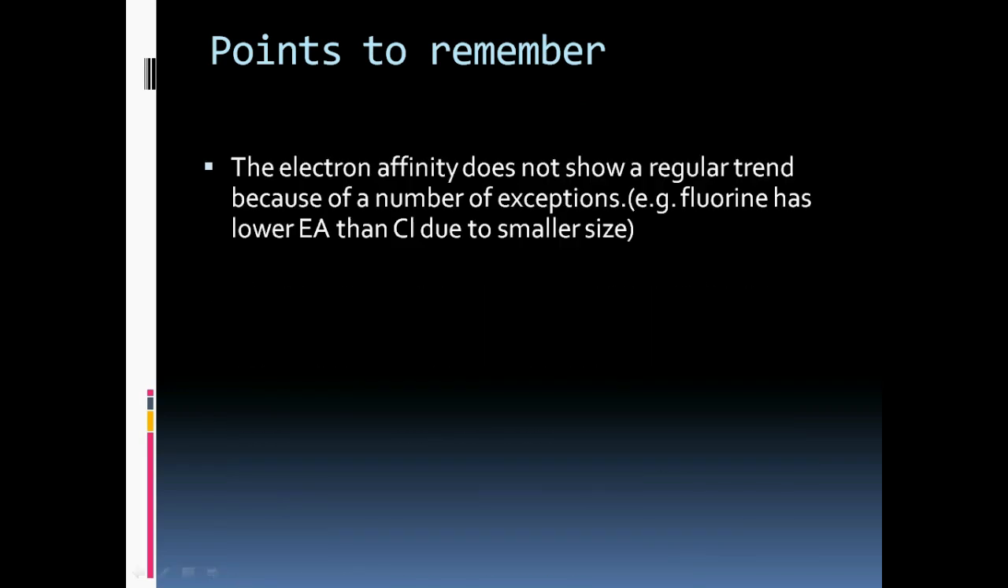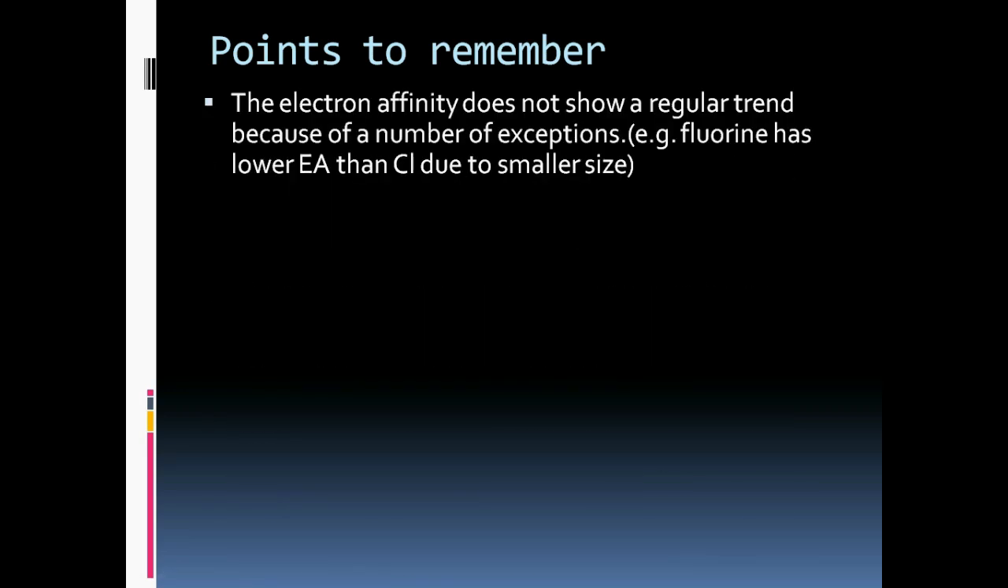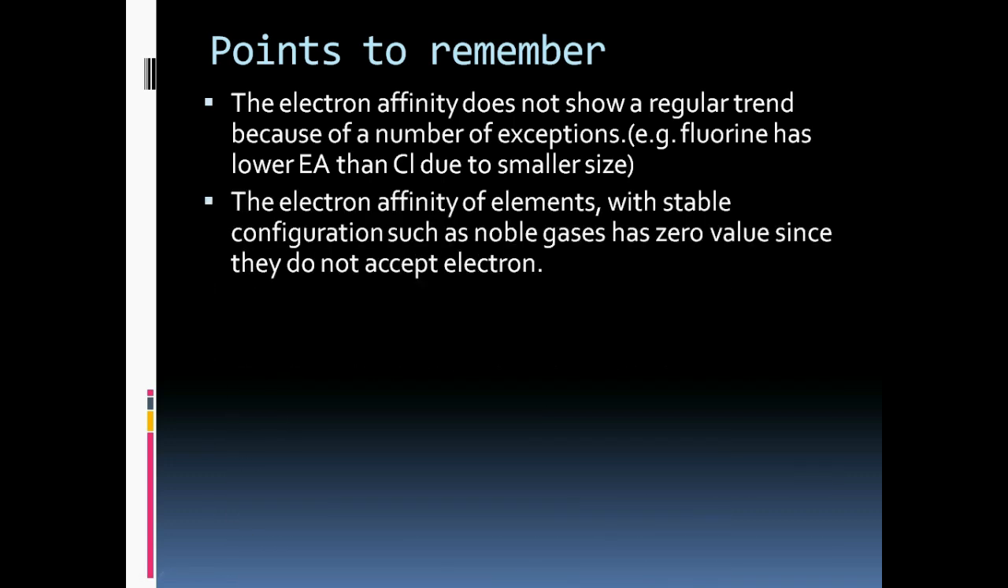Points to remember. Electron affinity does not show a regular trend. For example, in group number 17, fluorine has lower electron affinity than chlorine, and in group number 16, oxygen has lower electron affinity than sulfur due to smaller sizes. Electron affinity of elements with stable configuration is zero.